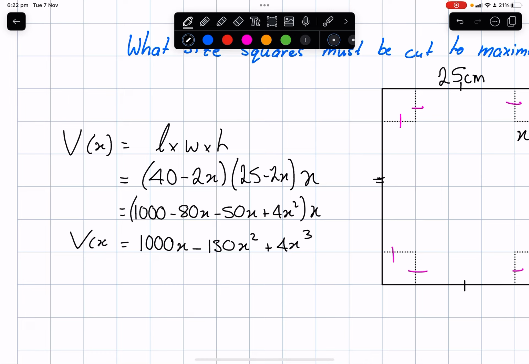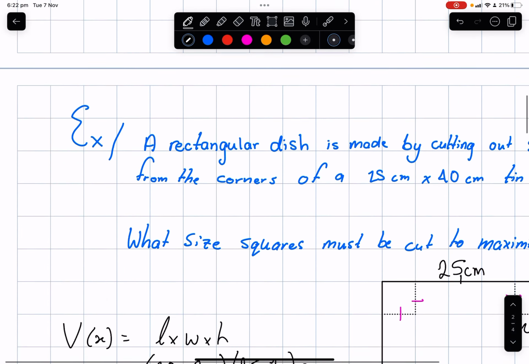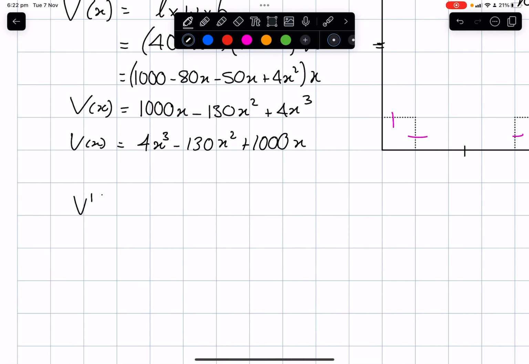Now that is my volume equation, and I might just rewrite this in ascending order. So 4x cubed minus 130x squared plus 1000x. So that is my volume equation for a general x. So that is step 2 done. Step 3, find the first derivative and the values where the derivative is 0. So we want to find V prime of x. So 12x squared, take 260x plus 1000.